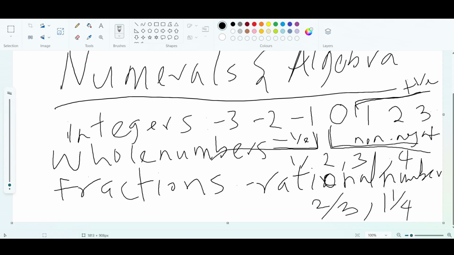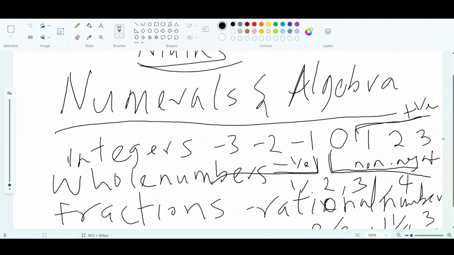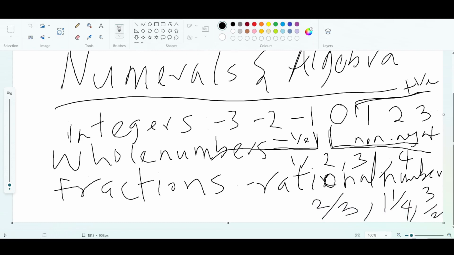Then the fractions, there are numbers like 2 over 3, or 1 over 4. Those are proper fractions. This is a proper fraction. This is a mixed fraction. This is an improper fraction. These are the ones that we learned earlier.